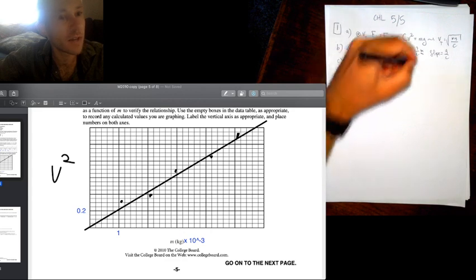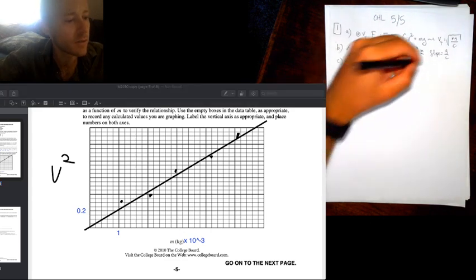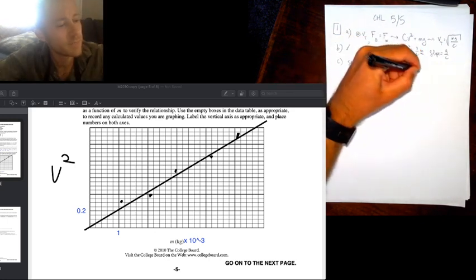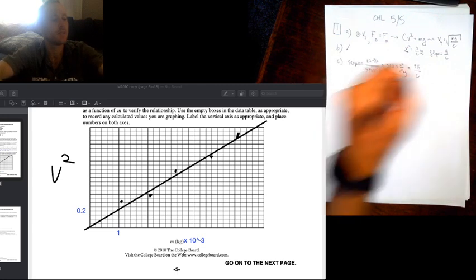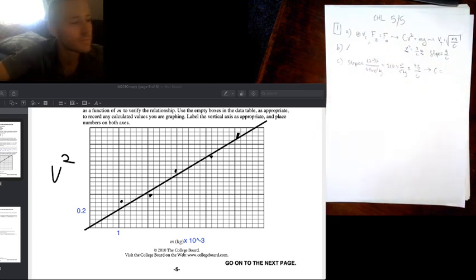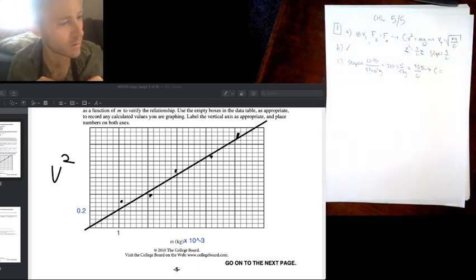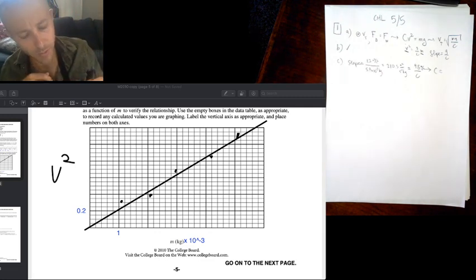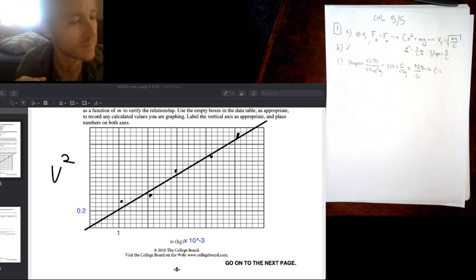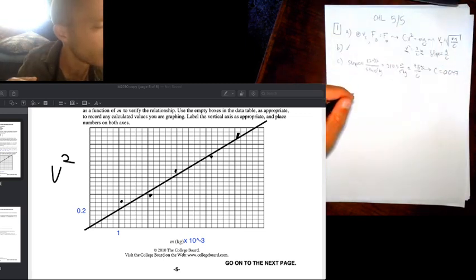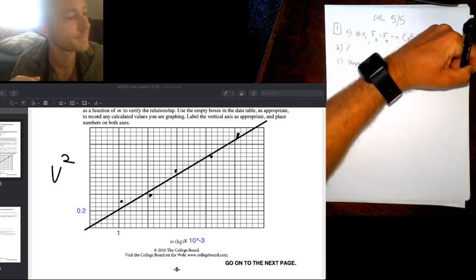So then I set that equal to gravity, which is 9.8, over C. So I can solve for C. That tells me that C equals 9.8 divided by the answer, 0.046. Actually, more like 0.047. And the units on that, it looks like, are kilograms per meter. All right.